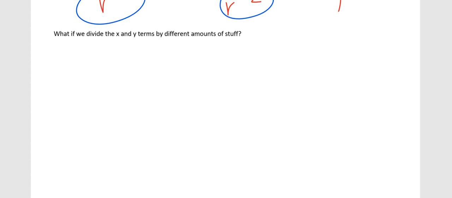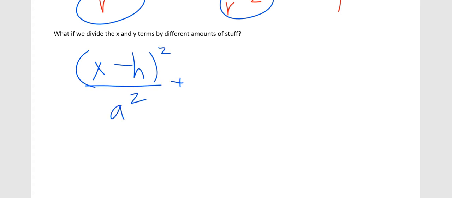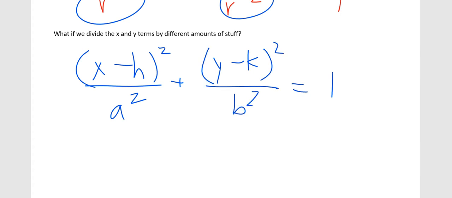So, if we divide them by different things, so we have (x - h)^2 / a^2 + (y - k)^2 / b^2 equals 1, we have an ellipse. Okay. It's only a circle if a squared and b squared are identical.